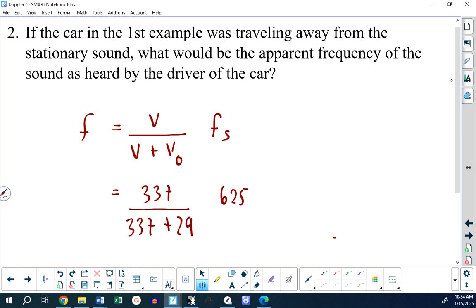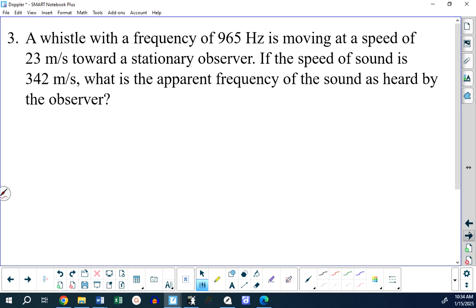You may get some stars which are blue shifted, which means they're moving towards you, but that's only because they're in a galactic cluster of stars that's spinning. And some of them might be moving towards you, relatively speaking. Let's try the second question. A whistle with a frequency of 965 hertz is moving with a particular speed towards an observer, and you're given the speed of sound. What is the apparent frequency of the sound as heard by the observer?